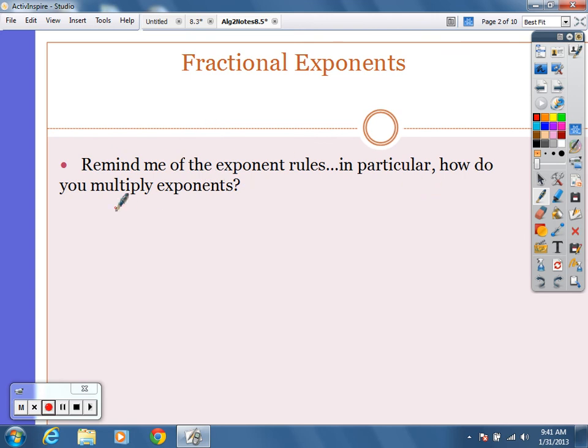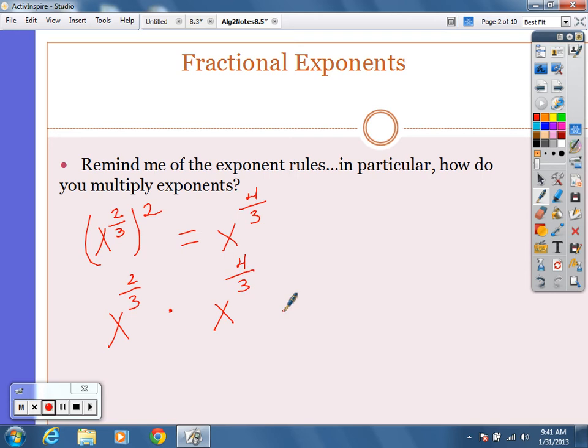In particular, I do want to talk about multiplying exponents. Let's say that we have x to the 2/3 to the second. This is power to power, so you just multiply the exponents. That's x to the 4/3. Now x to the 2/3 times x to the 4/3, to keep it easy. You're going to add the exponents because they have like bases. So it's x to the 6/3, which is x squared.